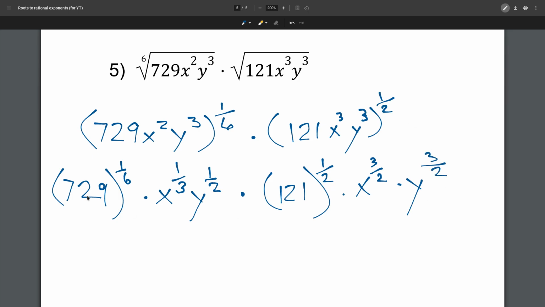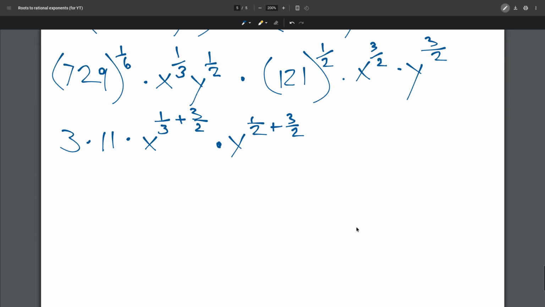All right, so the 6th root of 729 is 3. The square root of 121 is 11, so 3 times 11 times x to the 1/3 plus 3/2, times y to the 1/2 plus 3/2.